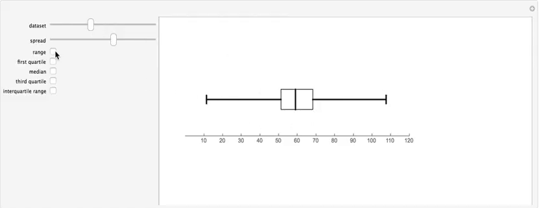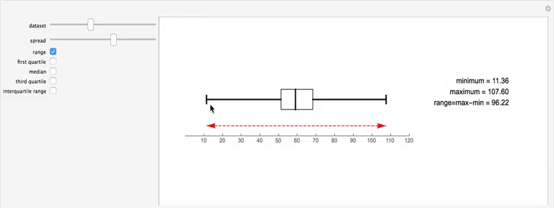The first thing we want to look at is range, and essentially range is how far the entire data set spans. So you have your maximum point here. So within the data set, this is the largest number. This is your largest data point. This is the maximum. Your minimum is all the way on the left. This is the smallest number in the data set. So you can kind of line up and take a guess, but thankfully we have the exact numbers over here. Our maximum is 107.6 and our minimum is 11.36.